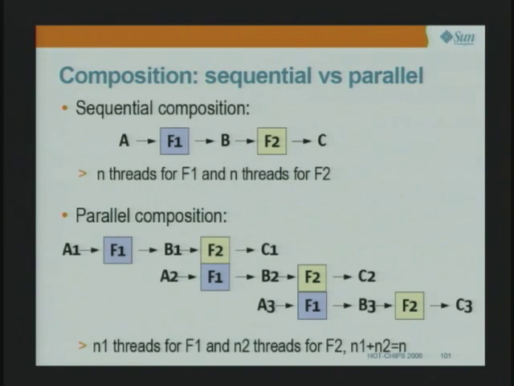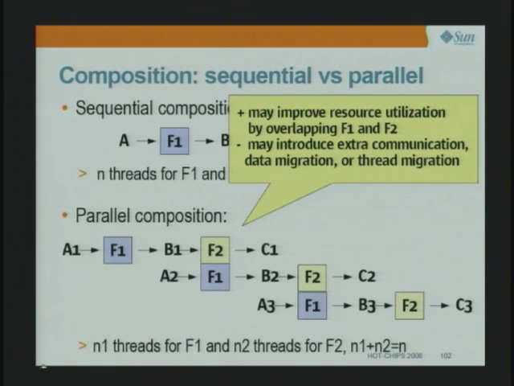Or you can do a parallel composition. The idea is similar to a pipeline. You have F1 and F2, and assuming they are not overlapping in the functions, you can create n1 threads for F1 and n2 threads for F2. They still have n threads in total, but they work in a pipeline fashion. The benefit is that you may improve resource utilization by overlapping F1 and F2. But the disadvantage is that you may introduce extra communication, like data migrations or thread migrations.